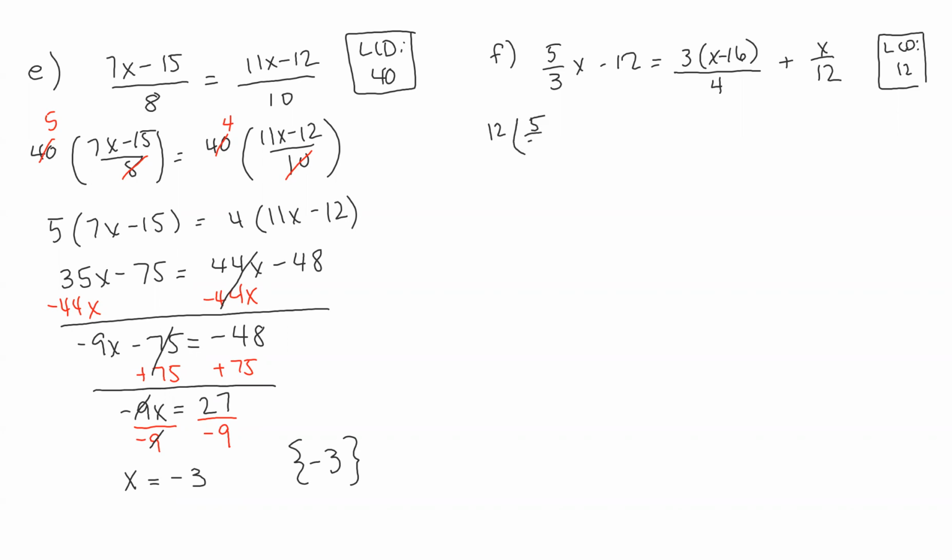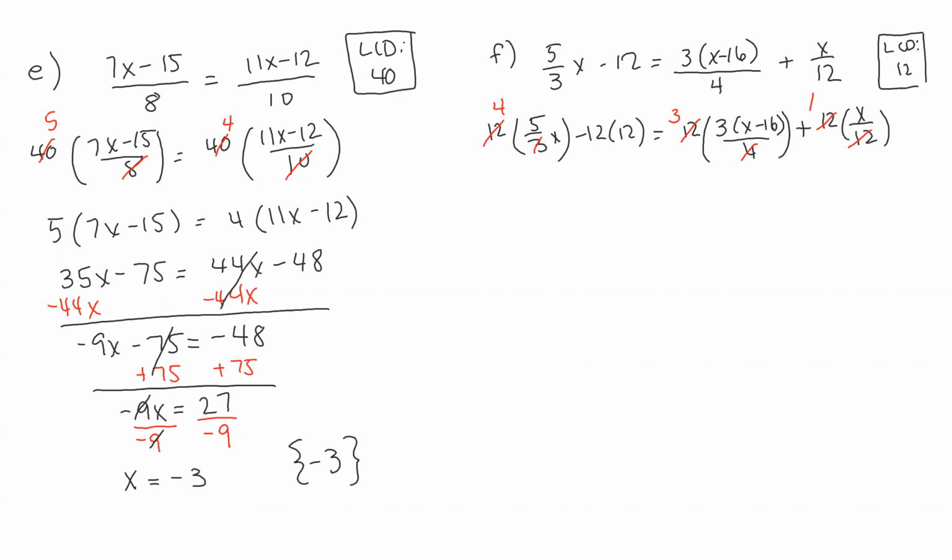So I get 12 times 5/3 x minus 12 times 12 equals 12 times (3 times (x minus 16)) all over 4 plus 12 times x over 12. All right, so take a moment, show the multiplication, and then start simplifying. In the first term, 12 is divided by 3, and you would get 4. The second term, there's nothing to reduce. The third term, the 4 will go into the 12 3 times. And in the last term, 12 goes into itself once.